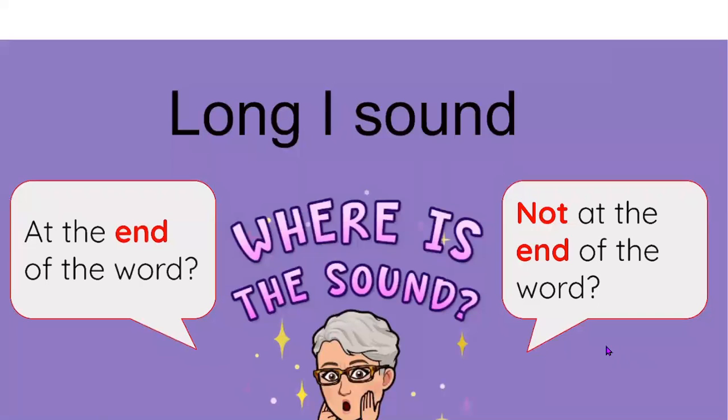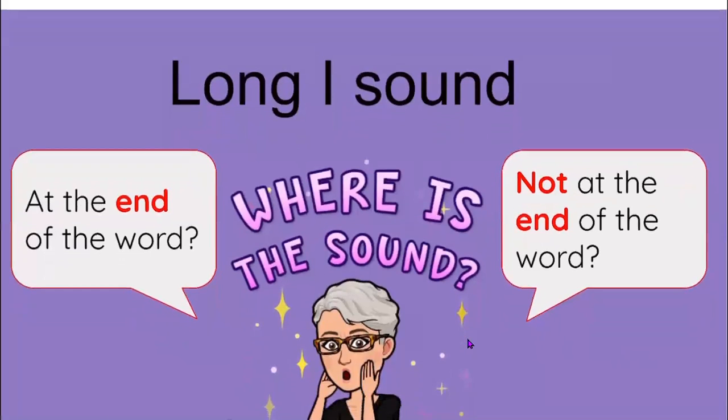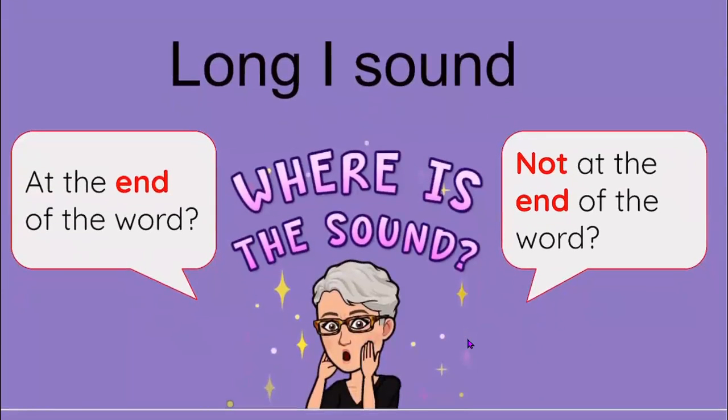These words have the sound I, the long sound I. When we go to spell these words, we have to ask ourselves, where is that sound? Where do you hear the I sound in the word? And the question is, do you hear it at the end of the word, or do you hear it not at the end of the word? So that's the first thing we have to look at.